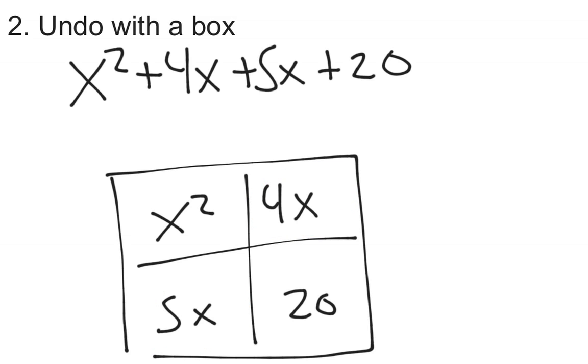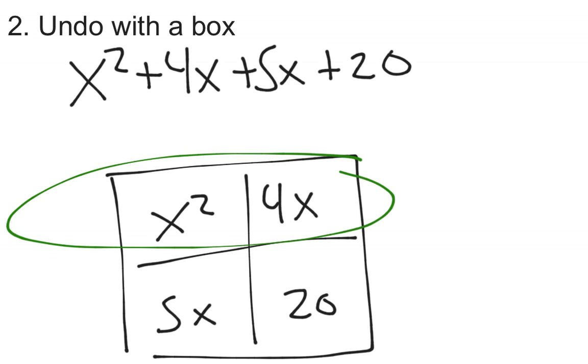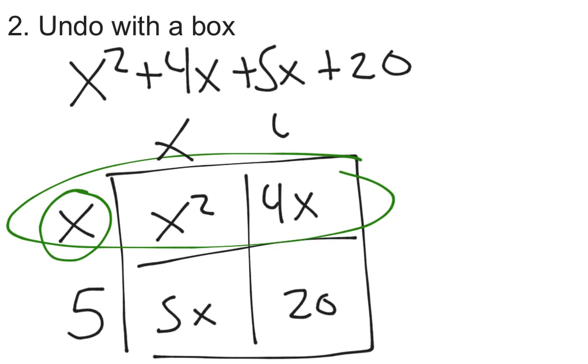So then I'm going to undo the multiplication. I think of it as looking for what the two boxes have in common. So to figure out what would go here, I look at what x squared and 4x have in common. That's an x. Then I look what 5x and 20 have in common. That's a 5. Then I look for what x squared and 5x have in common. That's an x. I look for what 4x and 20 have in common, and that's 4.